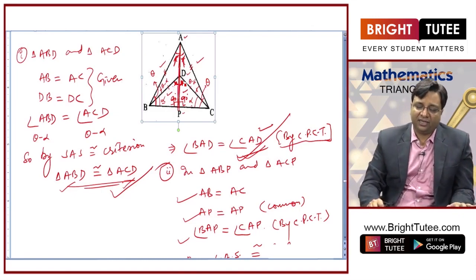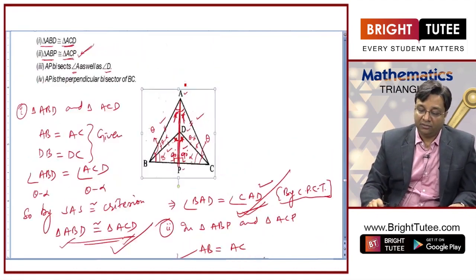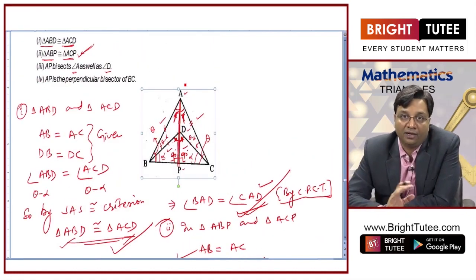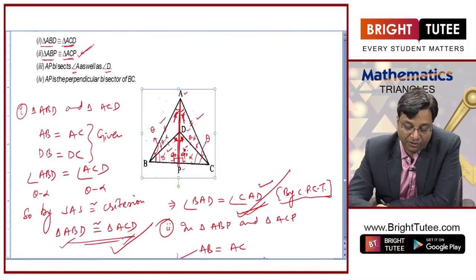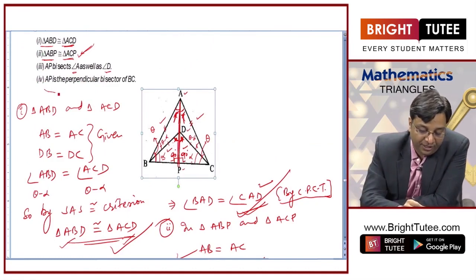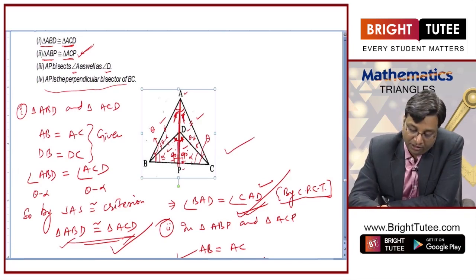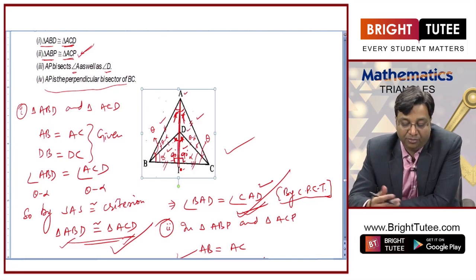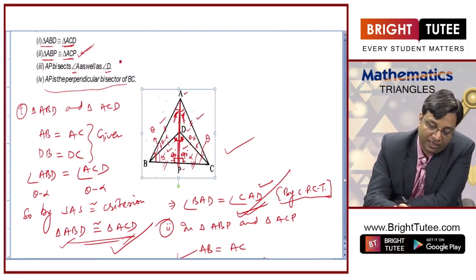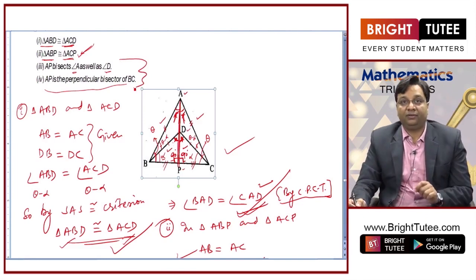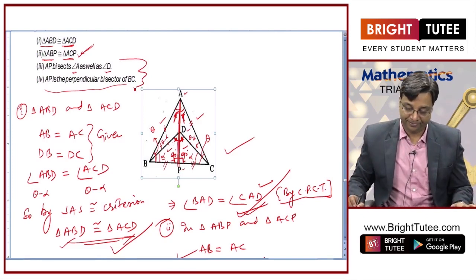Okay, and there are other ways of showing it too, but I leave this to you, how you show them to be equal. I have given you enough ideas. AP is perpendicular bisector of BC. This also I leave to you, because I have shown that these two angles are equal, both are 90 degrees. Now by CPCT you can say that BP is equal to PC, hence AP is perpendicular bisector of line BC. So these two parts you will write yourself. I have given you the idea. Okay.